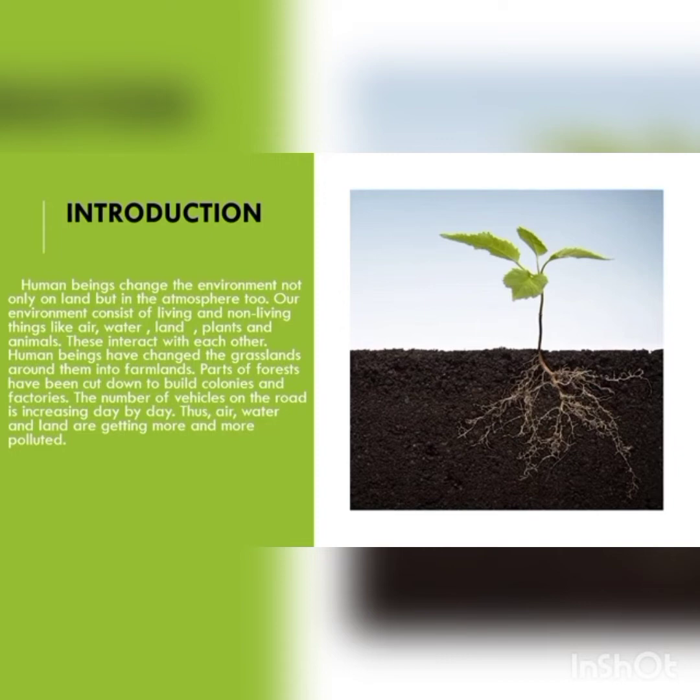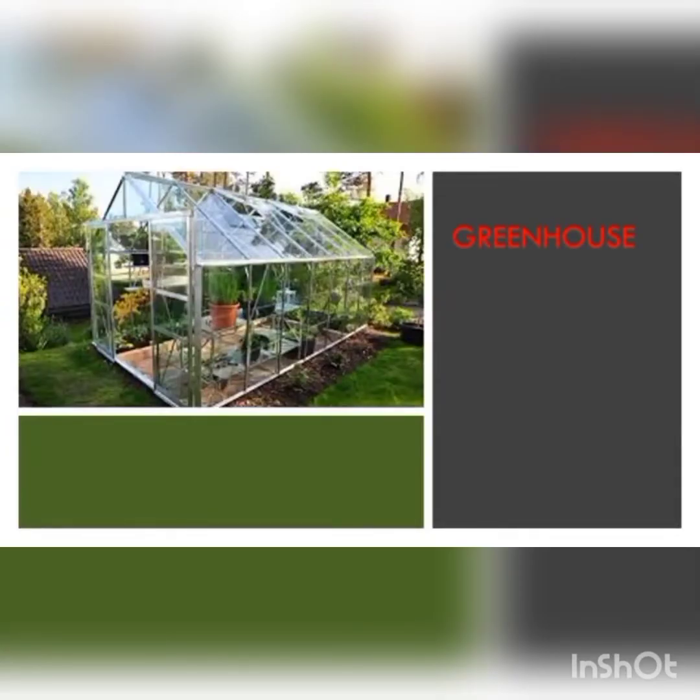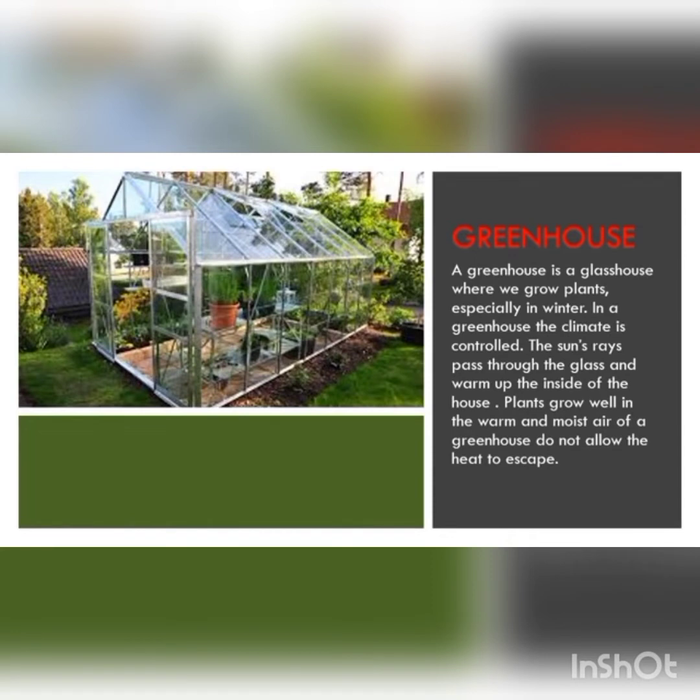Now come to the point: greenhouse. Do you know what a greenhouse is? A greenhouse is a glass house where we grow plants, especially in winter. In a greenhouse, the climate is controlled. The sun's rays pass through the glass and warm up the inside of the house. Plants grow well in the warm and moist air of the greenhouse. It does not allow the heat to escape. Okay, so a greenhouse is a glass house.